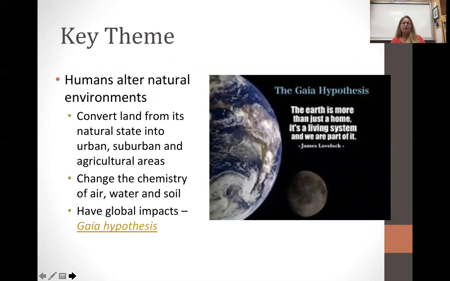A key theme is that humans alter their environment, right? We're sitting in houses that we built on the environment of other animals. We convert land from its natural state into urban, suburban, and agricultural areas. We change the chemistry of the air, the soil, and the water. And we need to realize the Gaia hypothesis, that Earth is more than just our home. It's a living system, and we're part of that living system.